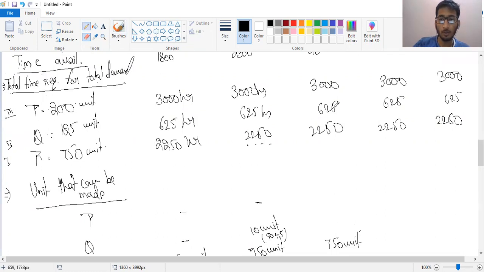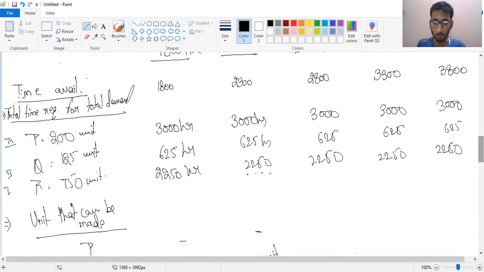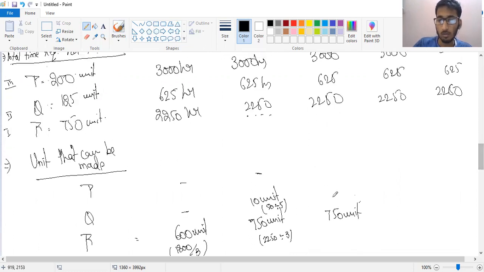How 5750? Just reduce 2250. What is the difference between 2800 and 2250? I'm sorry, I need to use the calculator. 2800 minus 2250 would be 550. So basically 550 divided by 5, it would be 110. So basically, maximum 110 units of Q you can make.